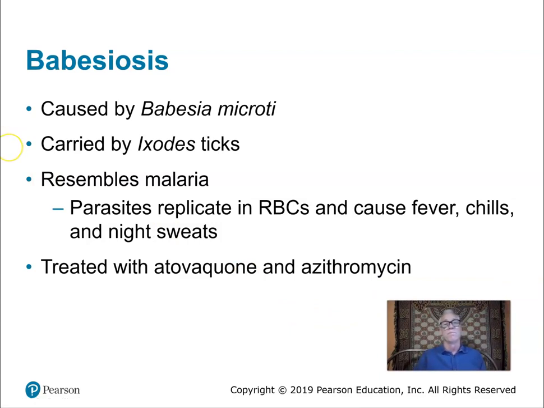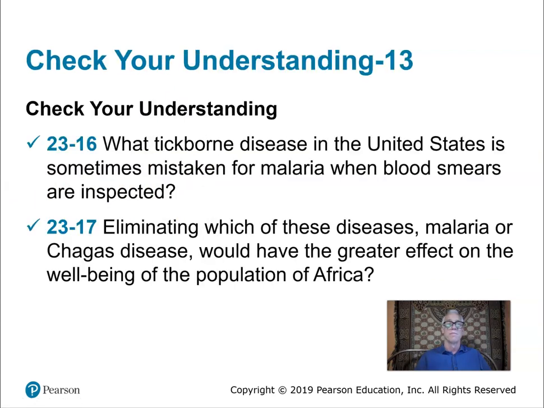Babesiosis is transmitted by Ixodes ticks. And those guys are bad actors, aren't they? Coming up over and again as carrying various parasites and various pathogens. That's a disease that resembles malaria. The parasites replicate in the red blood cells and cause fever and chills and night sweats. Can be treated with azithromycin and atovaquone. This is a disease of Central and South America for the most part. Can cause chronic disease.